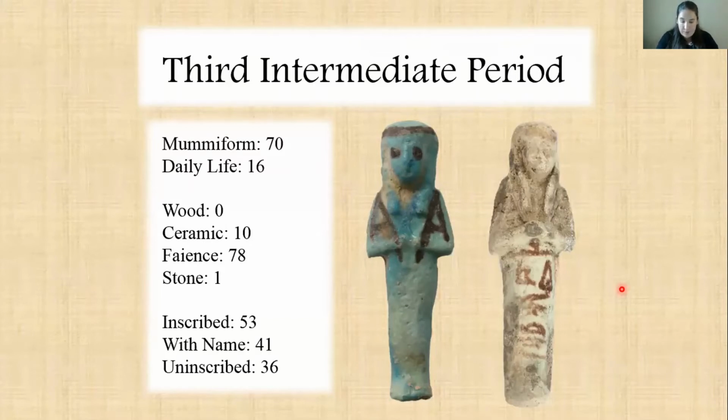53 of these Shabtis bear an inscription, 41 of which have names. The majority of those names likely come from the Ramesseum, an area that will come up again.